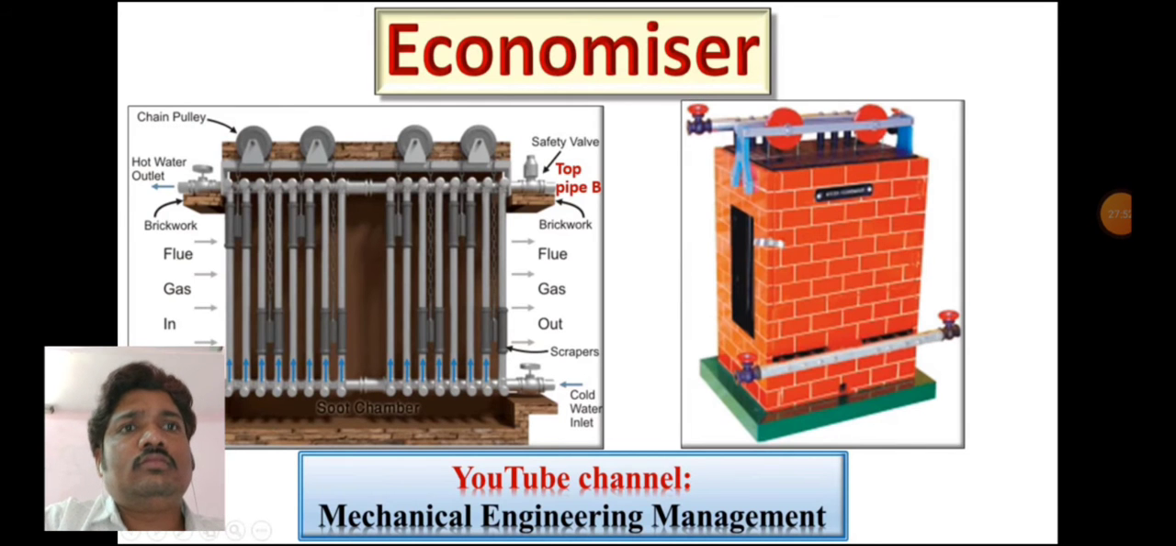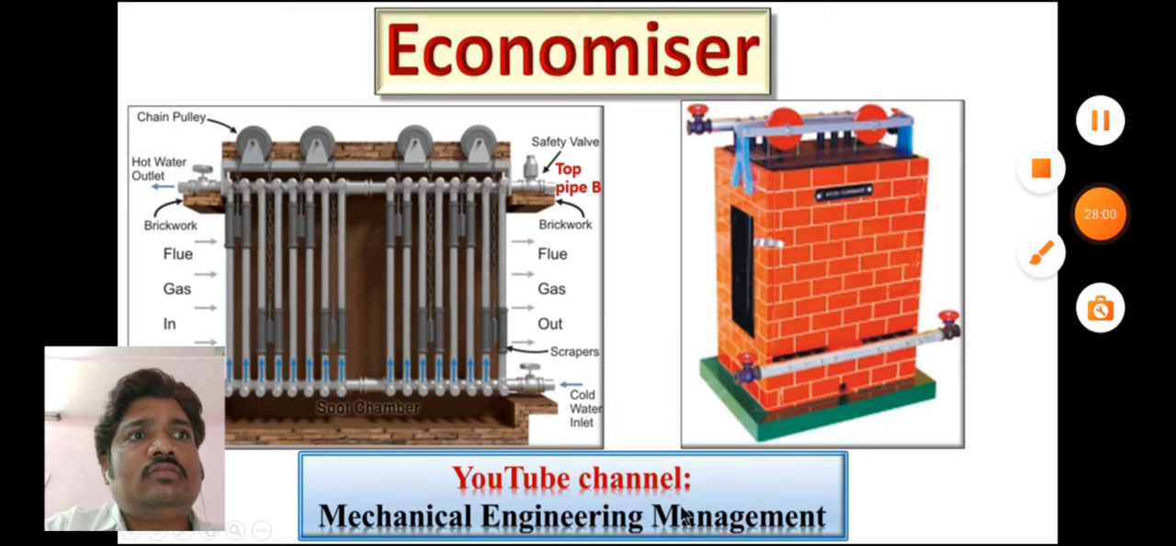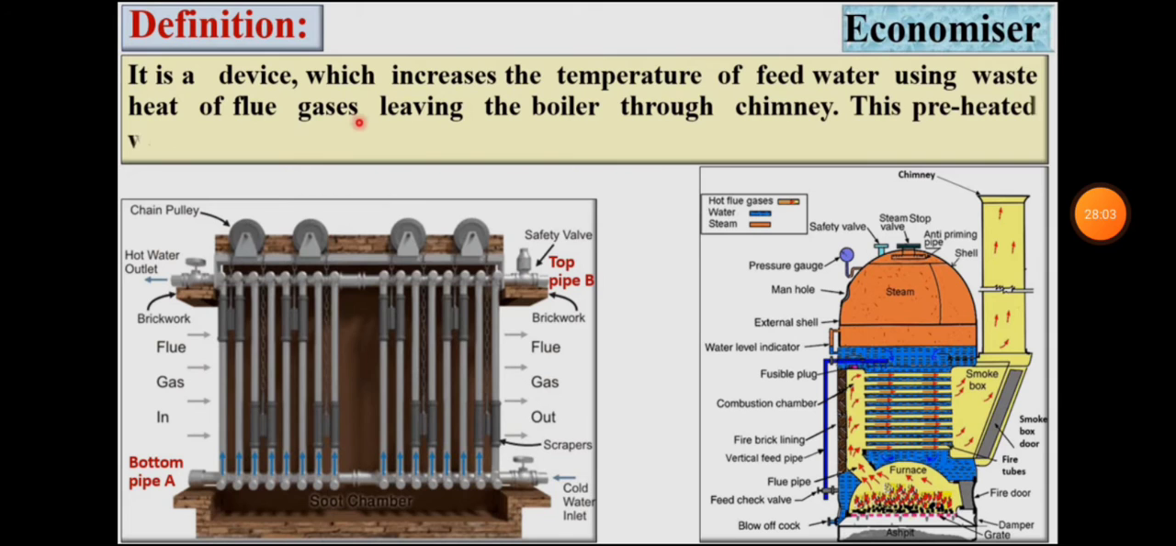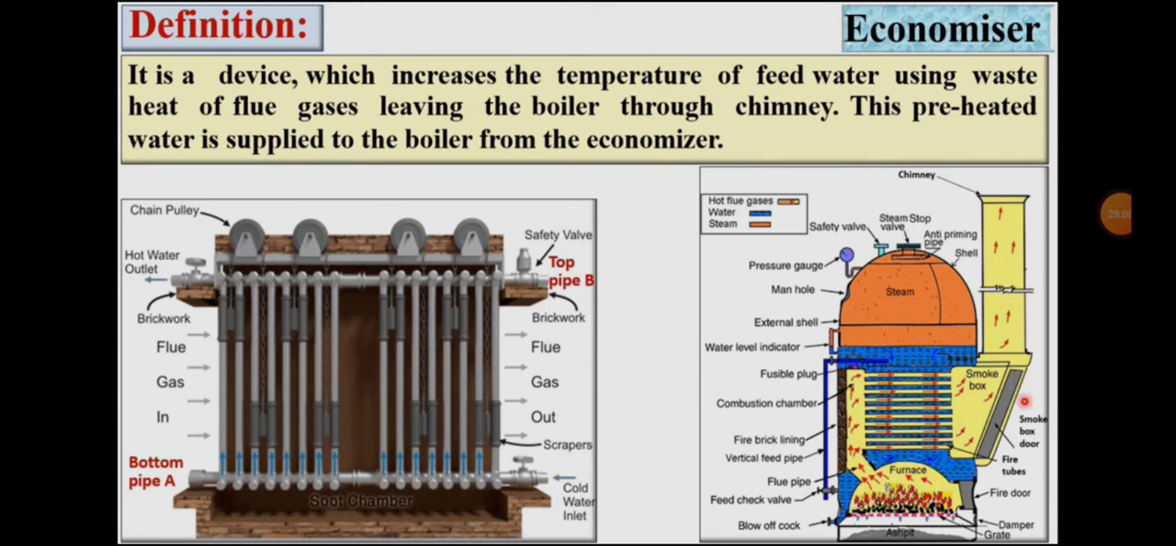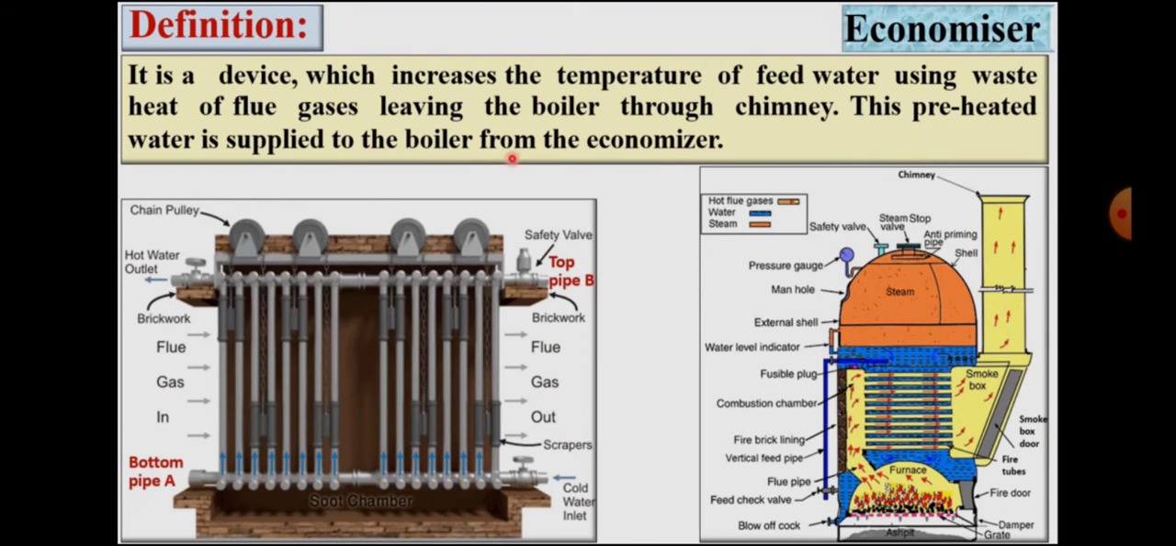Accessories. Here you can see this is the economizer, and this one is the model of the economizer. The flue gases leaving the boiler through the chimney still carry some heat, and that heat can be used to increase the temperature of feed water. That is called an economizer. Water is supplied to the boiler from the economizer, and this is the figure of the economizer.